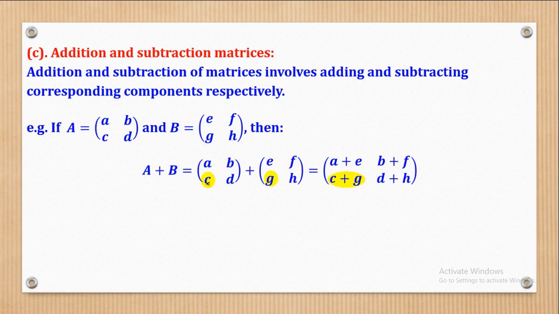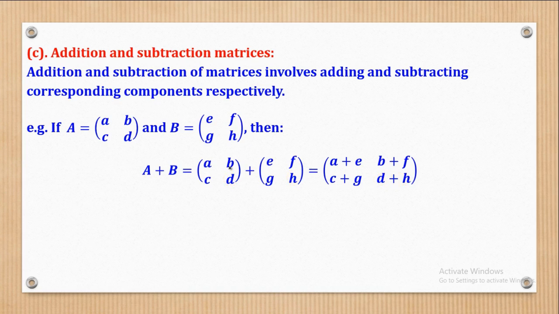Then for this one, this and this are in the same position, so we shall add the two to come up with this. And lastly, this and this are in the same position, so we shall add them to come up with this. So basically that is how we add matrices.